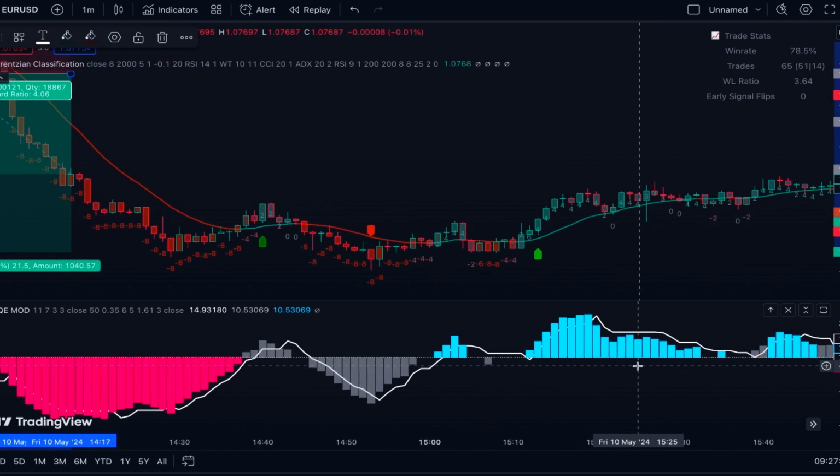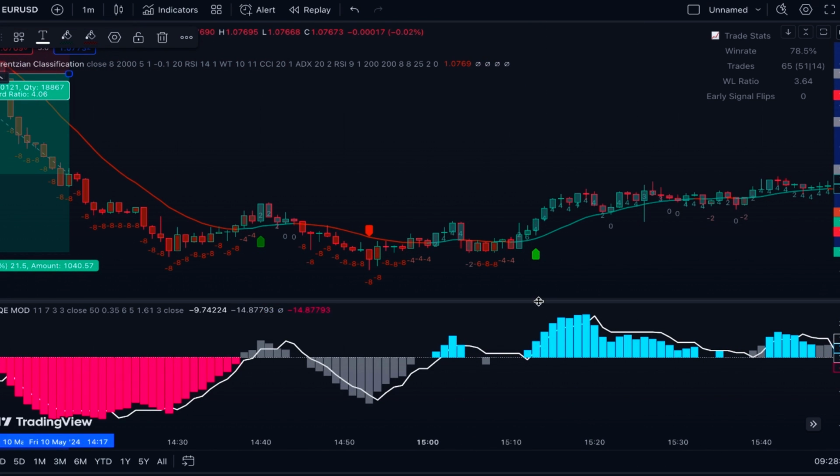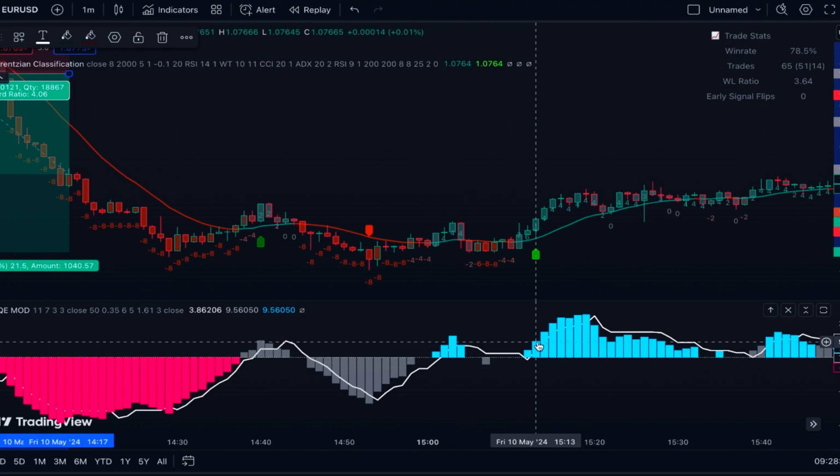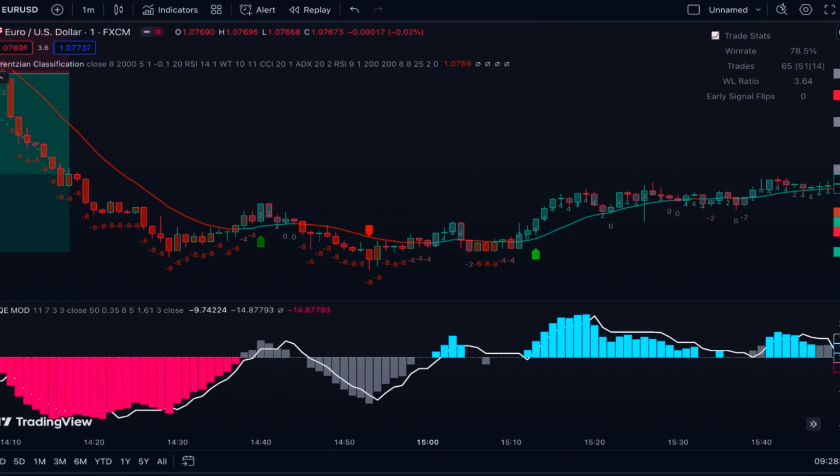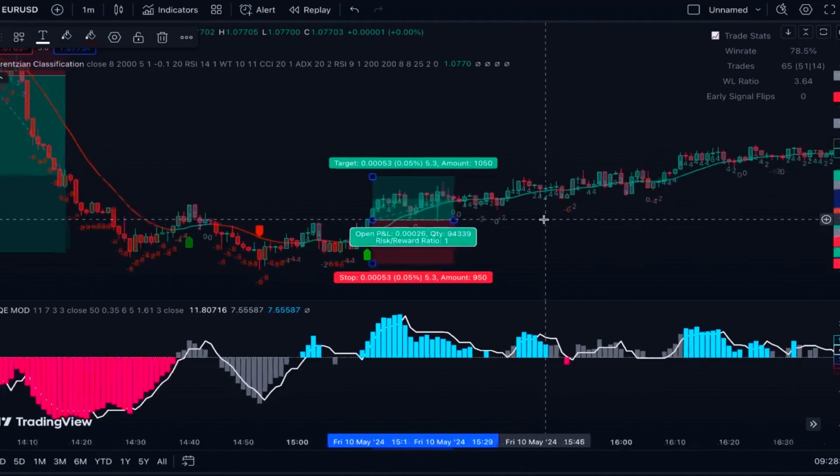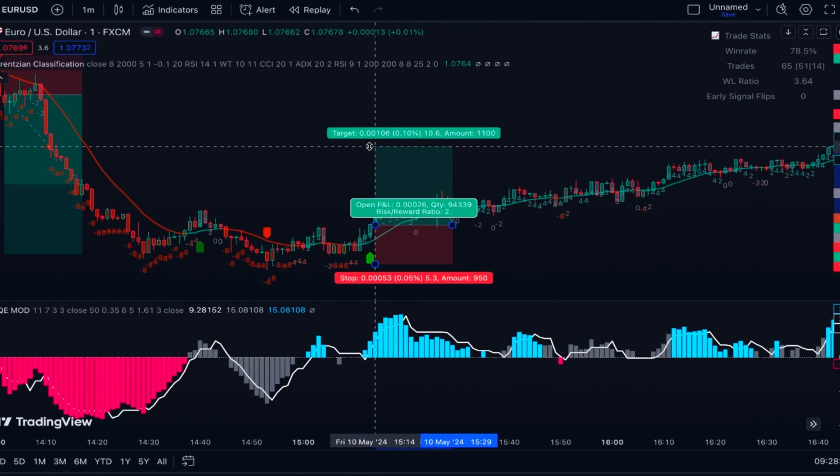And here we have a buy signal, which is a confirmed signal because the histogram is blue and the bar is above the white line. So the signal is confirmed and we can enter a long position at this point when this new candle is opened. And this is also a profitable signal, as you can see, and we continue like this.